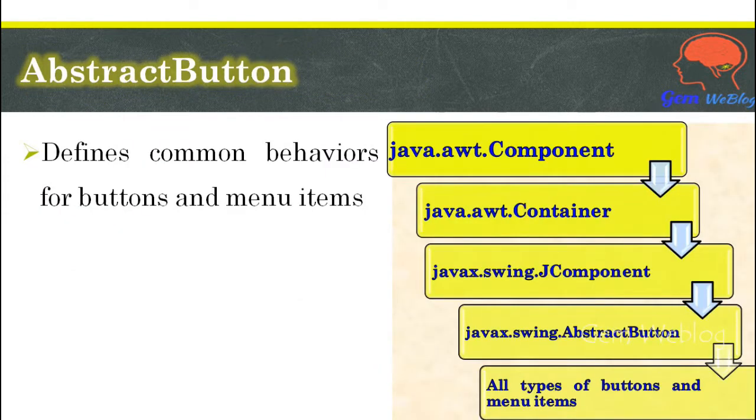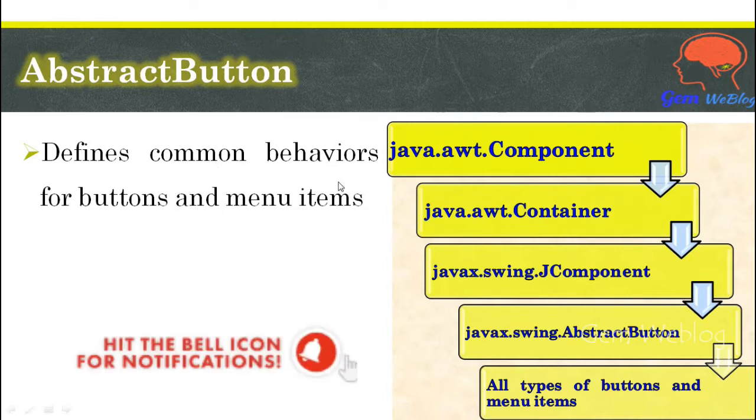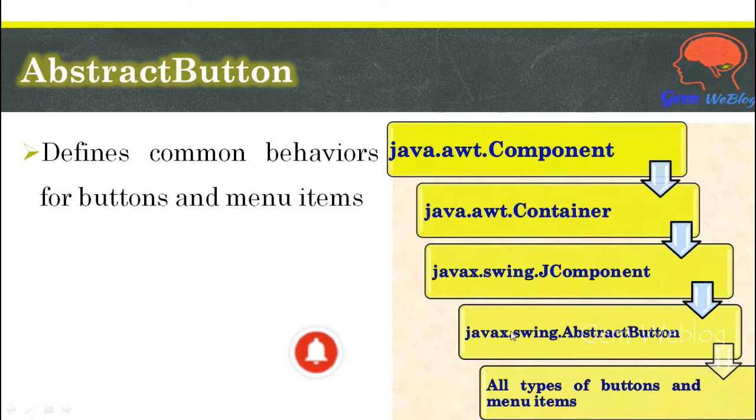Next we will discuss abstract button, which is the superclass of all types of buttons and the menu items. It defines common behaviors for all buttons and menu items. Buttons and menu items are derived from the abstract button package. This abstract button package has been derived from JComponent, which in turn is derived from Container, and Container has been derived from the Component package.